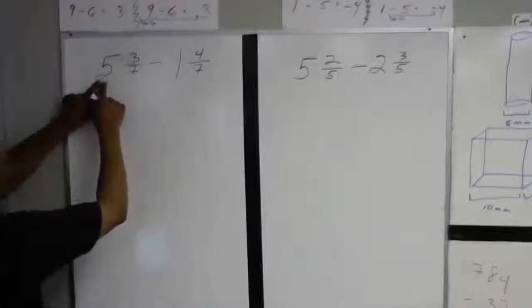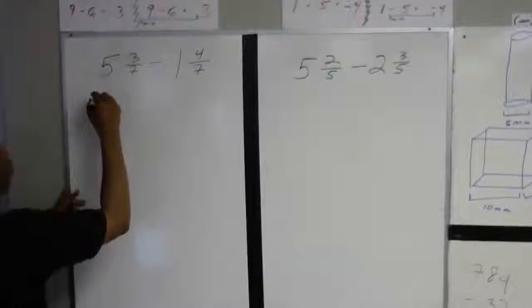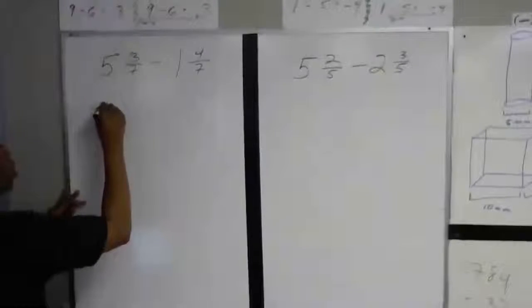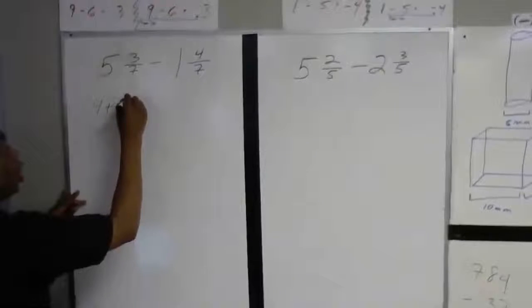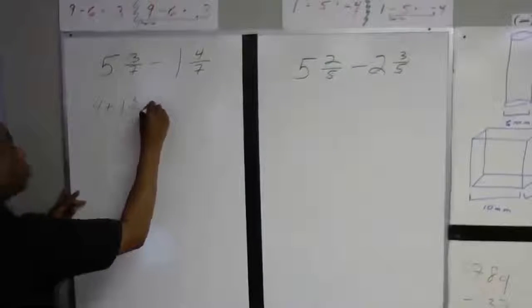I'm going to borrow 1 from the 5. When I borrow 1 from the 5, it becomes a 4. And the 1 that I borrowed goes next to the 3 sevenths.